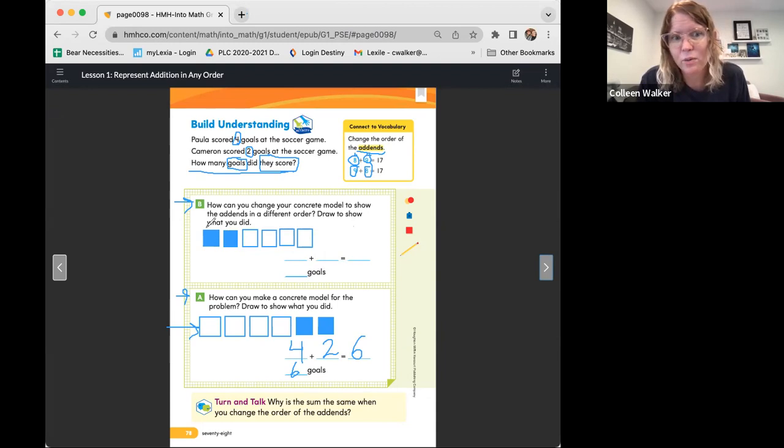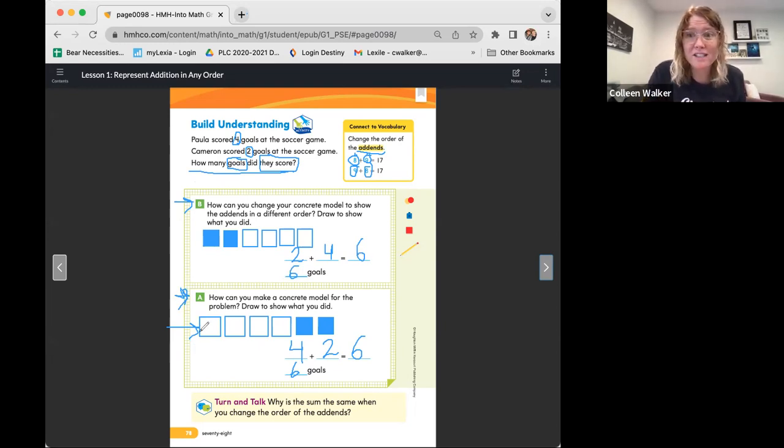So how many do we have first? That's right, 2. Plus how many? 4, that's correct. Boys and girls, what is 2 plus 4? If you said 6, that's correct. 6 goals. And I apologize because in your book, A comes at the top and then B. So this page just flipped it on us.